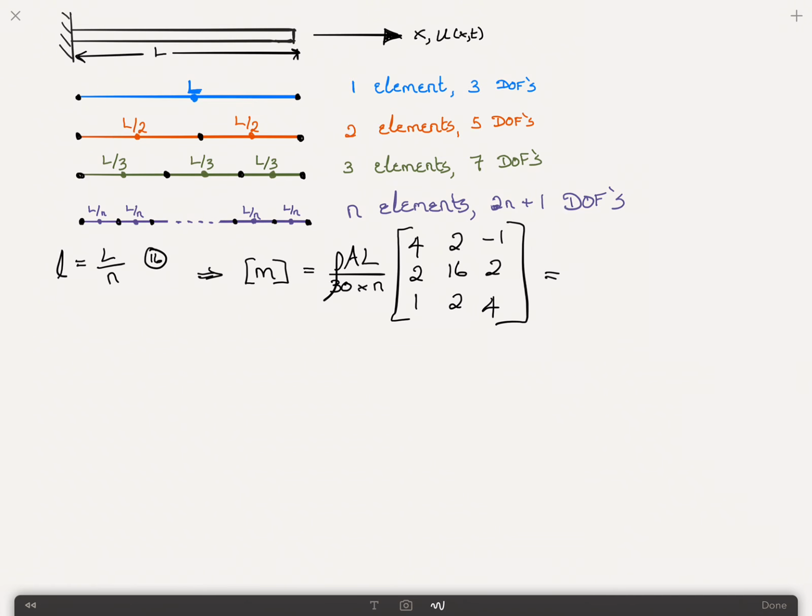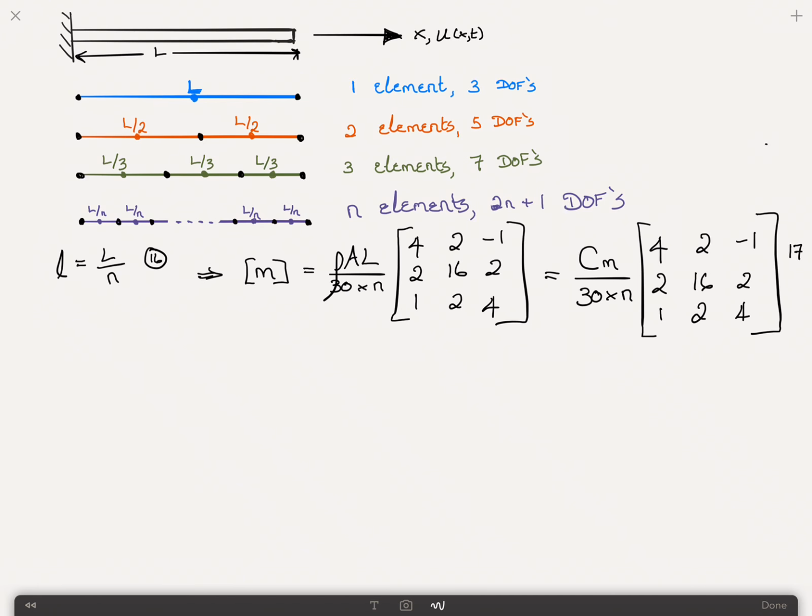And I'm going to use the exact same treatment as we did for the two-noded element, where because we don't have the geometric and material properties, we're going to lump this into a constant we call Cm, and write it as follows. 4, 2, 1, 2, 16, 2, minus 1, 2, 4. And that's it. 17.